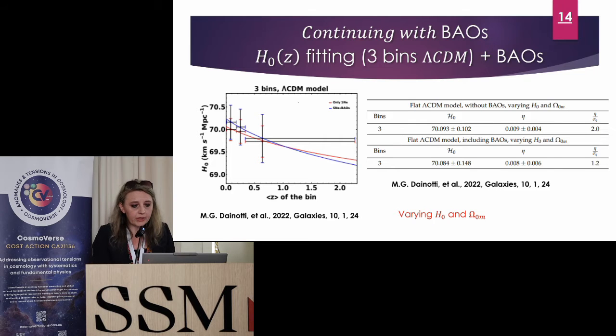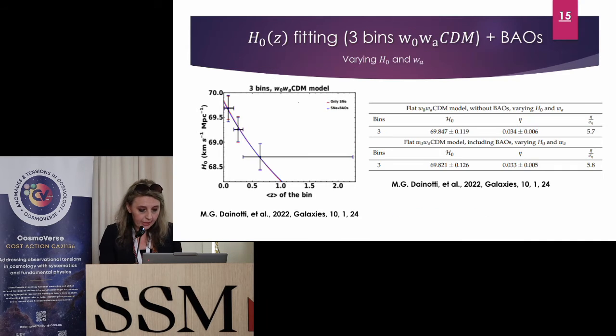Now, we did all this with supernovae only in the first paper, and then we also added BAO, and we see that the trend still persists. In this analysis, we also varied H0 and omega m contemporaneously, while in the previous analysis we varied only omega m. And when we consider the w0waCDM model, we have an even steeper trend, and the trend still exists with the example of 3 bins.